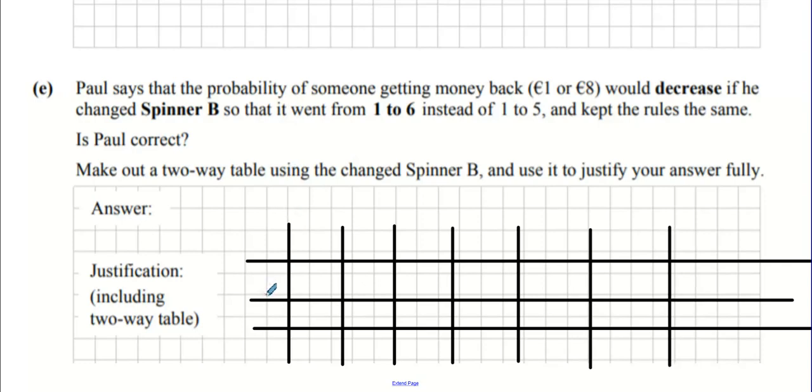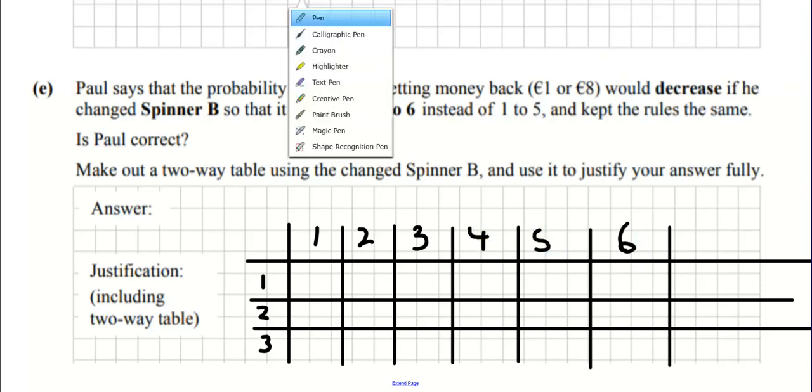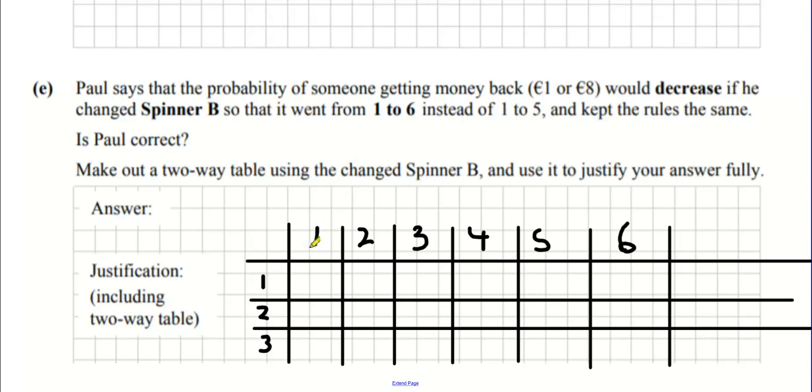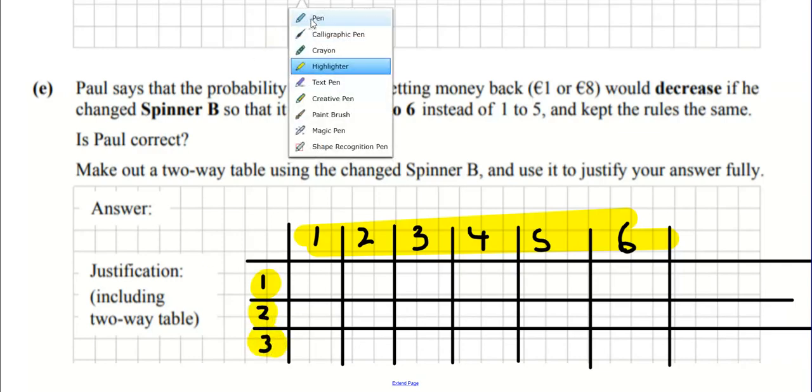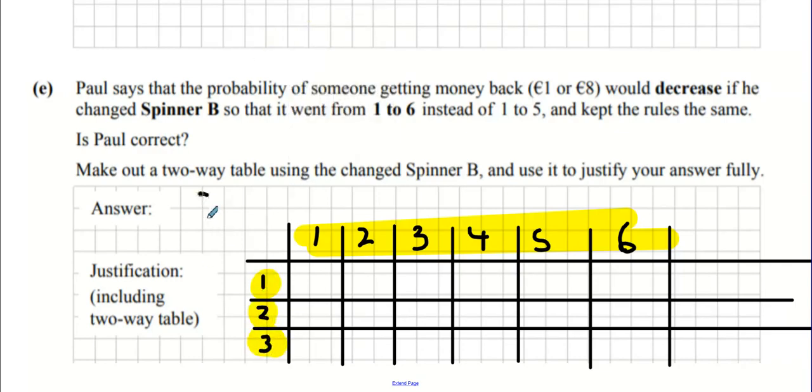Okay, so we got 1, 2, and 3, and then we got 1, 2, 3, 4, 5, and 6. I like to color these ones just to let myself know that they're not included in the adding. So we got to add all these together. This time we have 18 outcomes because it's going to be 3 outcomes in the first spinner, 6 outcomes in the second spinner. So it's going to be 18 outcomes. Okay, we know that much.